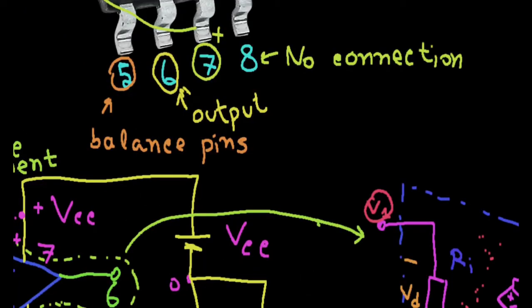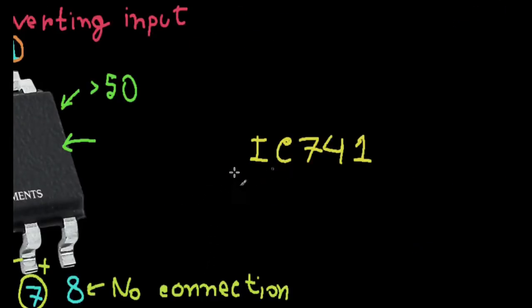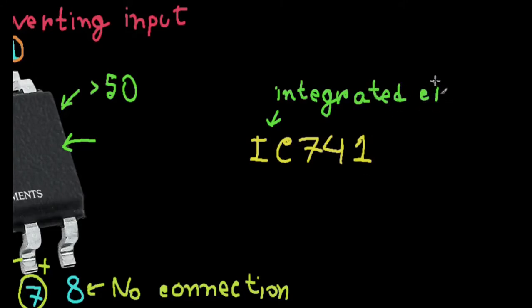The first one: the op-amp model I wrote here is IC741. I just forgot to mention that IC here is short for integrated circuit, and op-amps in general are integrated circuits. So this is integrated circuit. And the other one, I might have mentioned this.